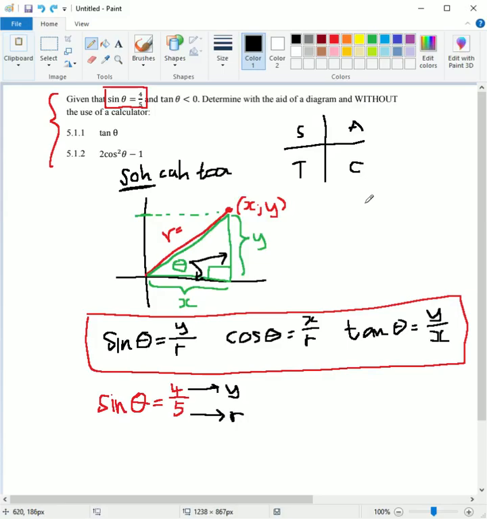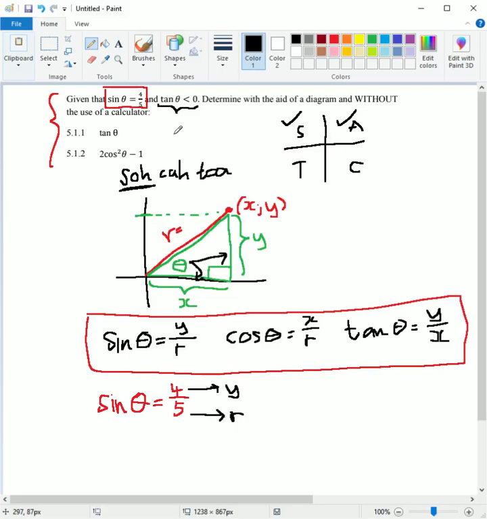In which quadrant is sine positive? Sine is positive in this quadrant as well as that quadrant. A is for all, S is for sine. So sine is positive in the All and the Sine quadrants. The next thing we do is we look at our restriction. Now this is our restriction.